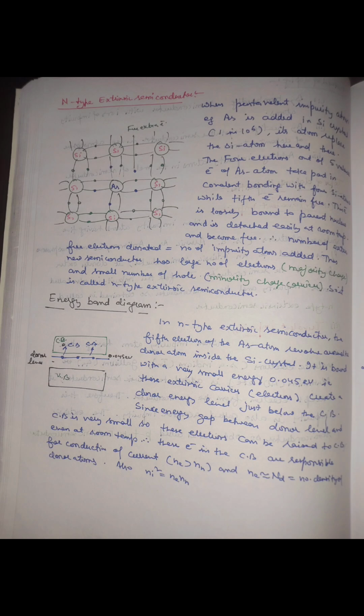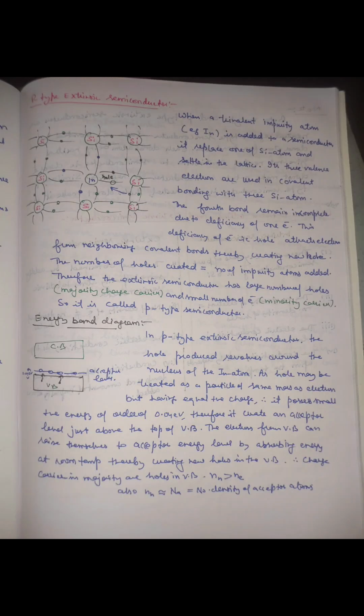The energy gap between the donor level and the conduction band is very small, so these electrons can be easily raised to the conduction band at room temperature. When a trivalent impurity atom is added, its 3 valence electrons are used in covalent bonding with 3 silicon atoms. The 4th bond remains incomplete due to deficiency of 1 electron. This deficiency of an electron, that is a hole, attracts an electron from a neighboring covalent bond, thereby creating new holes.